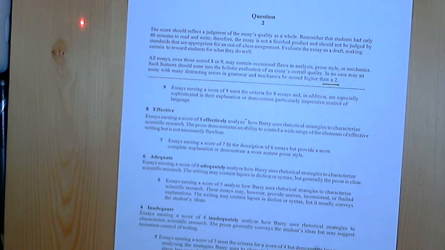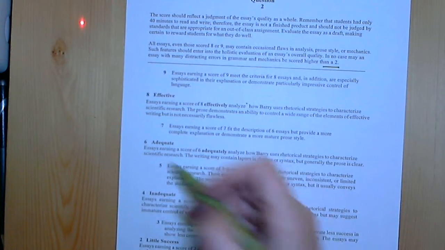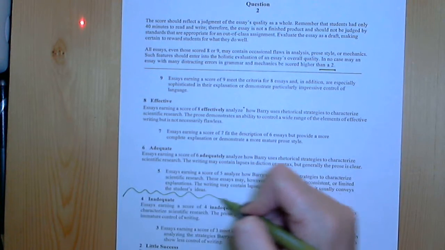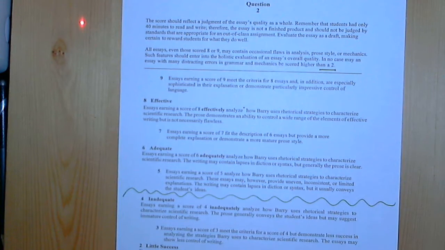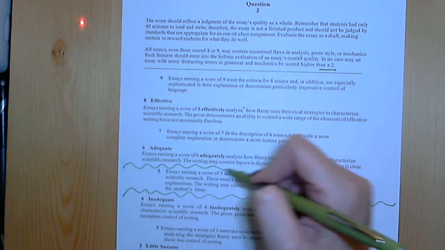Okay? So with that in mind, I'm going to break this down. So here's how I divide my scoring guide, okay? So I'm going to divide between 4 and 5, and between 5 and 6.